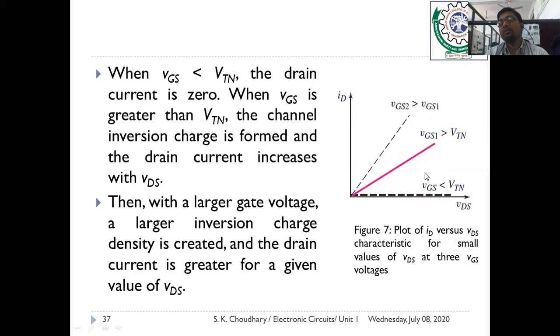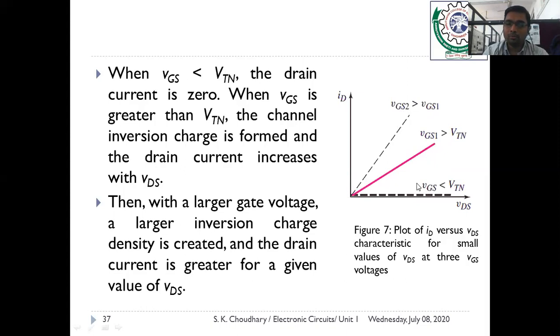This is the relationship between the drain current and the drain to source voltage, and the controlling parameter here is the gate to source voltage. So these three straight lines show the relationship between the drain current and the drain to source voltage.